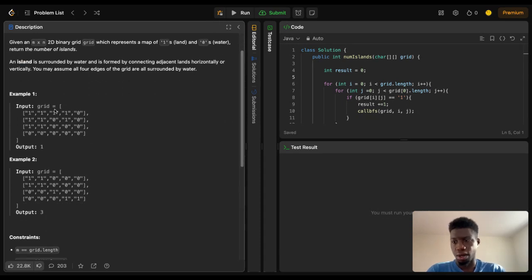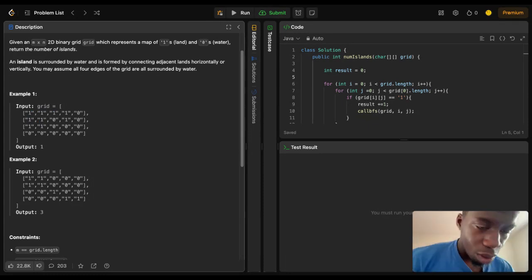For the example here, I didn't understand this until I actually looked at the examples. Here we have land connected horizontally and vertically. Nothing else here, all of this is just surrounded by water. The zeros are just water, and we don't see land anywhere else except where it's connected here. So it's all adjacent, right? So it returns one. You understand?